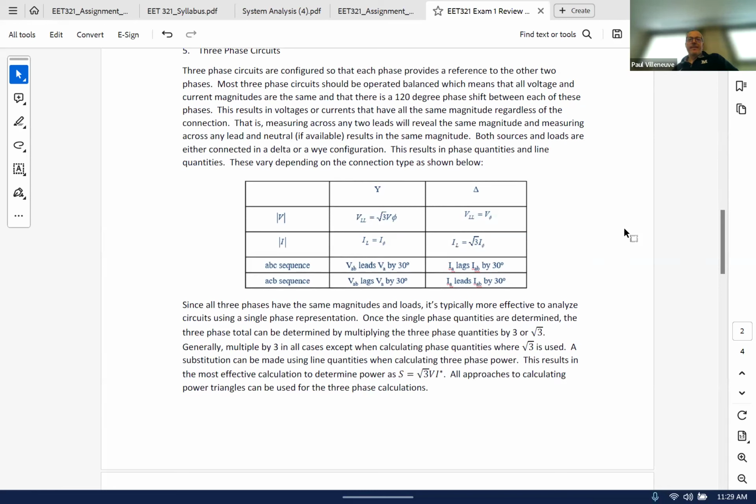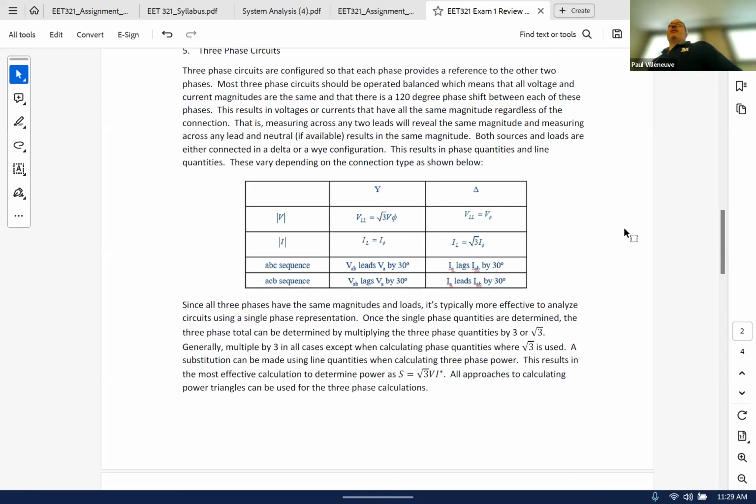Yes, sir. So saying VAB leads VA is saying that the line to line voltage leads the phase voltage by 30. Yes. Yep. That's correct. If you see 2 letters, VAB, that always means it's a line voltage. It could be the same as the phase voltage, but VAB means it's a line voltage. Okay.